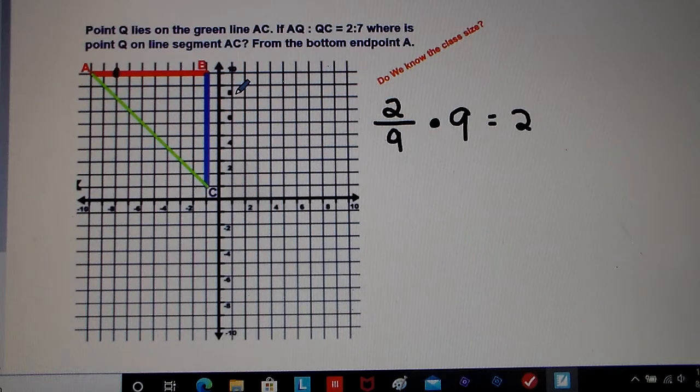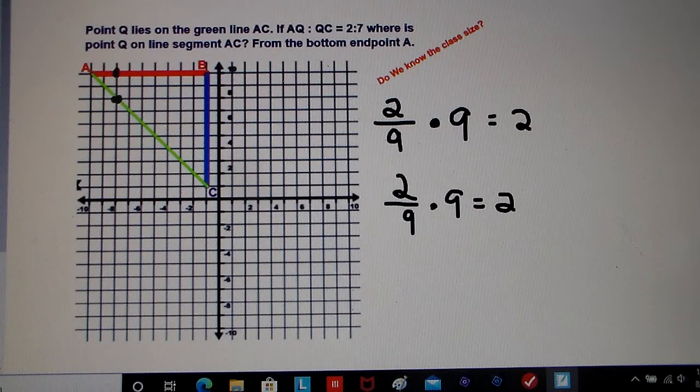Now how far down do we need to go? Well, we have to count the boxes going down. 1, 2, 3, 4, 5, 6, 7, 8, 9. Well, it's also 9. That's nice. So it's going to be the same math. The 2/9 from our ratio times that total distance of 9 also equals 2. So in addition to going to the right 2, we're also going to go down 2.